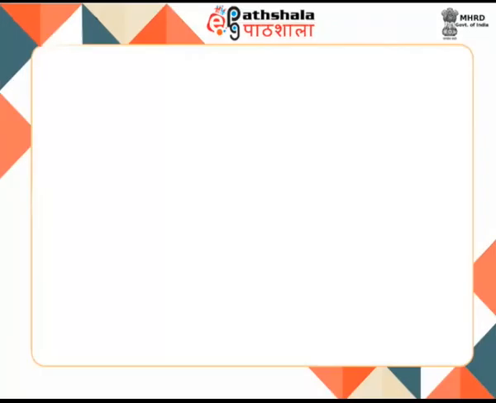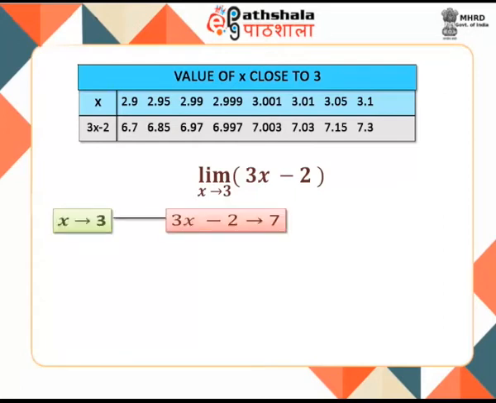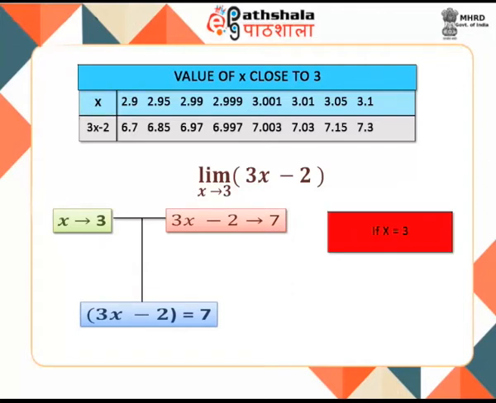Let's take an example to understand limit. In the table, we have shown the value of the function corresponding to the value of x close to 3. As x tends to 3, it seems that 3x minus 2 tends to 7. So, limit of 3x minus 2 is equal to 7. If x is precisely equal to 3, then 3x minus 2 is equal to 7. But the definition of limit ignores the value of 3x minus 2 at x equal to 3.